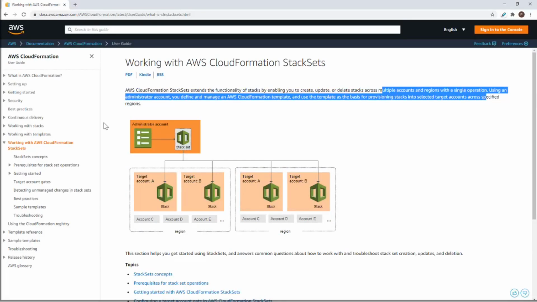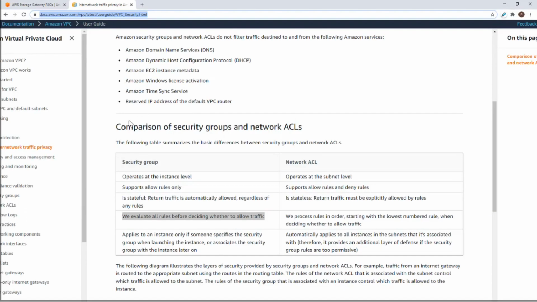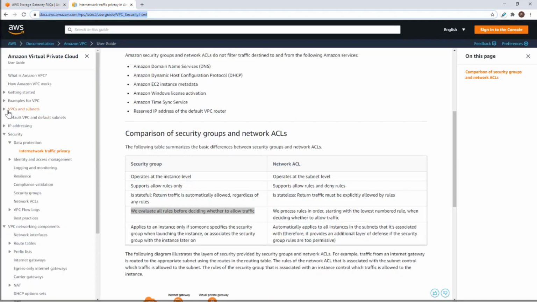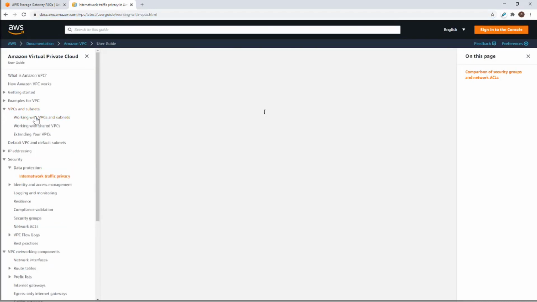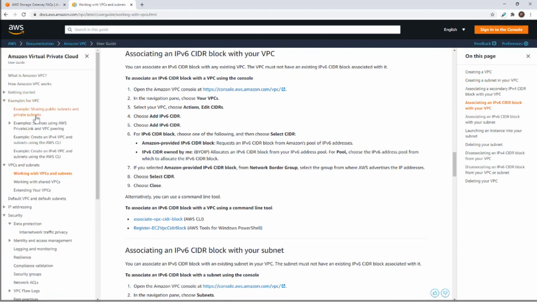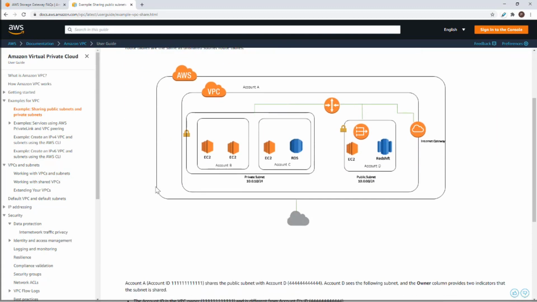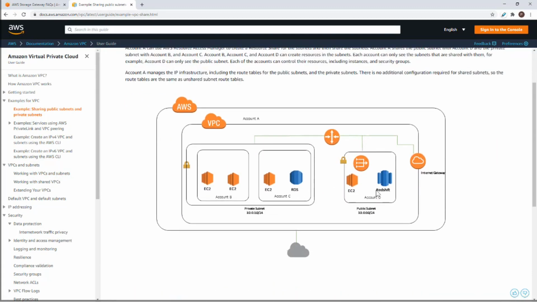Let me see if I have a diagram here. Okay, AWS. Okay, yeah, here it is. So let's say this is the public subnet and this is the private subnet. Your private subnet has the database and your public subnet has the web server.